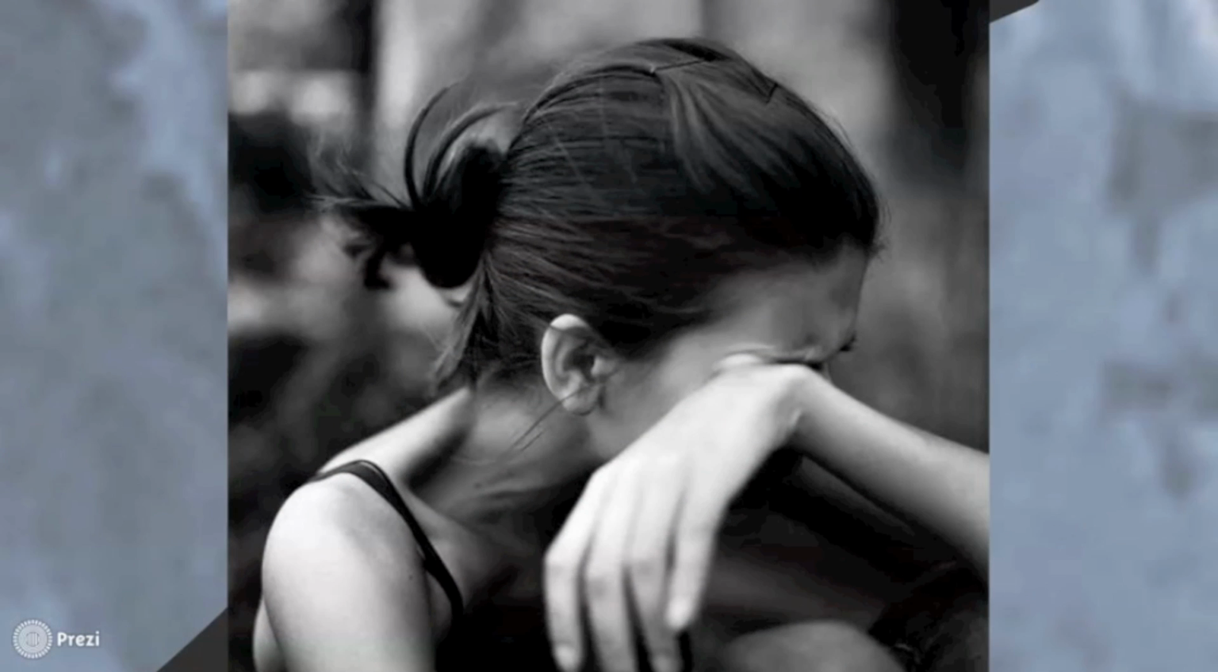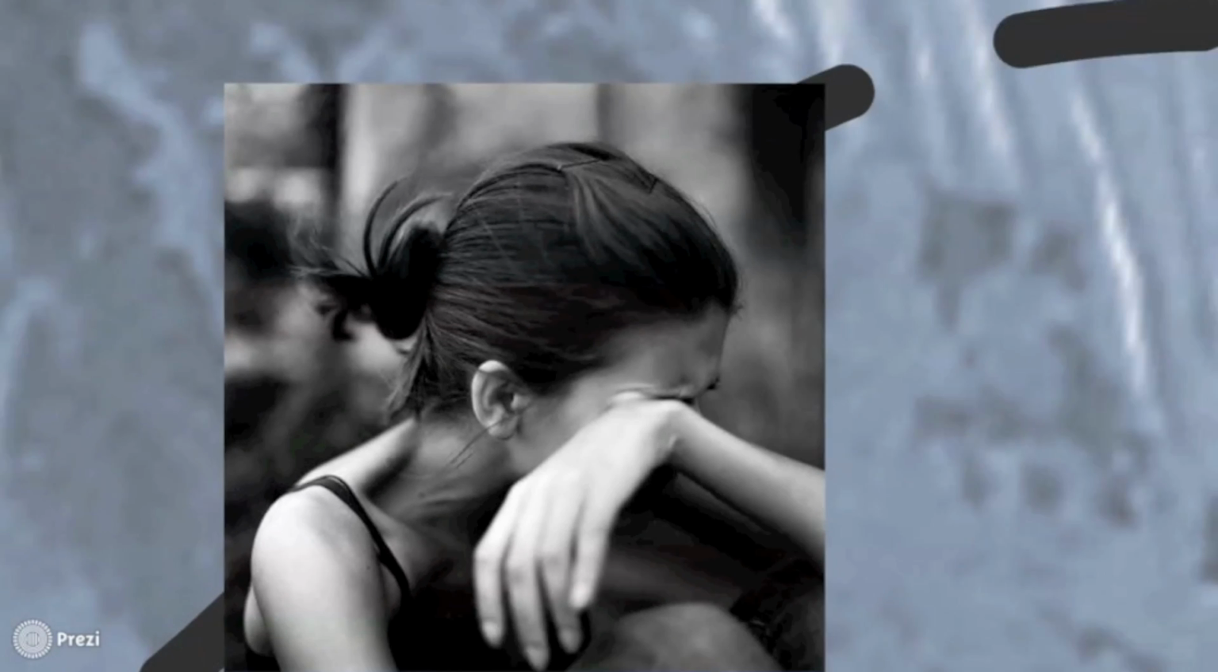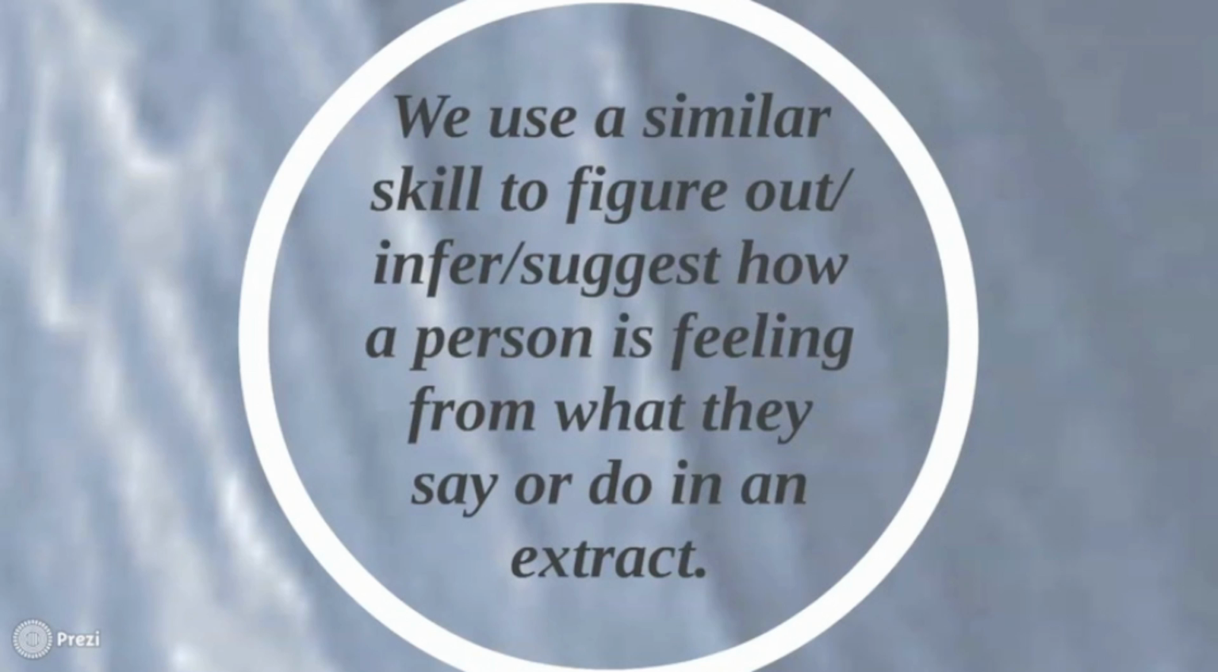And again, this lady here, obviously completely different from the one before. She's obviously quite upset about something. We could perhaps say she's distraught, very emotional, and maybe she's lonely. She's on her own within that picture, so maybe loneliness is an emotion as well. Now, obviously, we haven't been told those things. We've inferred or suggested how those people are feeling from what we can see in front of us. Now, we use a similar skill when we analyse source 3 to figure out or infer how a person is feeling from what they say or do within that extract.